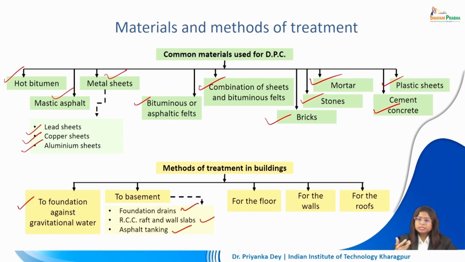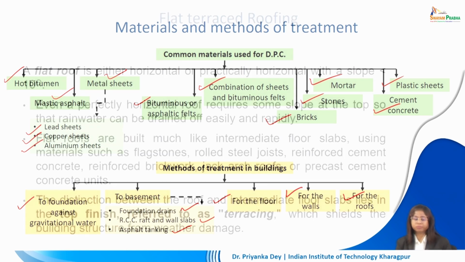At the internal level, we do it at the floor level, for walls, and also at the roof. So every place where we are changing the material, or maybe a structural member is meeting with another structural member or in infill wall, that gap is actually sealed with the help of some type of damp proofing.